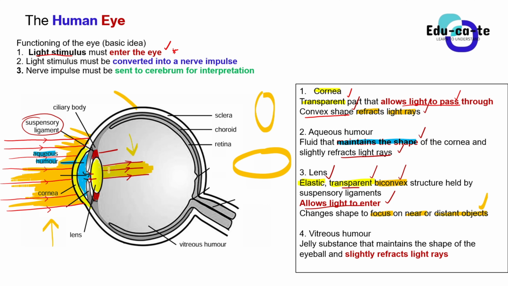And then when the light enters here, you can see that it is in a space. This whole space inside the eyeball is filled with another fluid known as vitreous humor. So vitreous humor and aqueous humor are the fluids that fill sections of the eye. Remember, the aqueous humor maintains the shape of the cornea. Similarly, the vitreous humor is a jelly-like substance, and it maintains the shape of the eyeball. So this one doesn't maintain the shape of the cornea, but it maintains the shape of the eyeball.